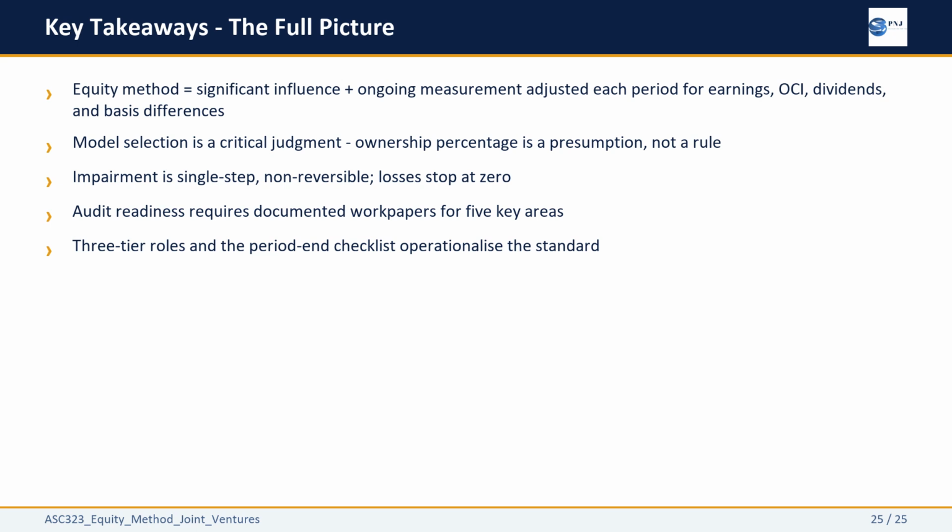The equity method is one of the most judgment-intensive areas in U.S. GAAP accounting. It requires the right model selection, precise ongoing measurement, rigorous documentation, and an effective control structure. Everything in this series builds toward one goal: giving you the knowledge and the tools to apply ASC 323 correctly, consistently, and with audit confidence.